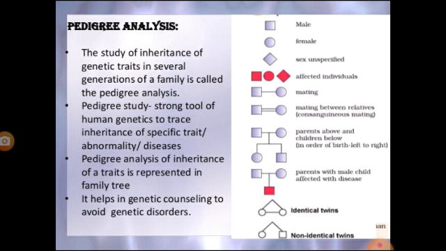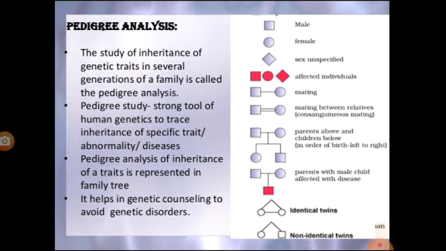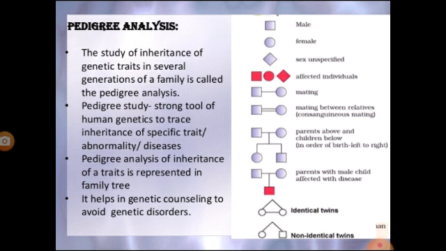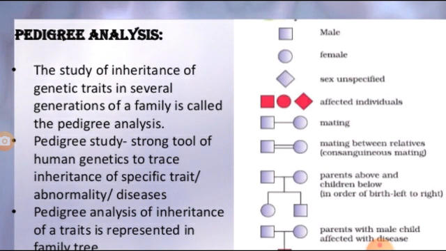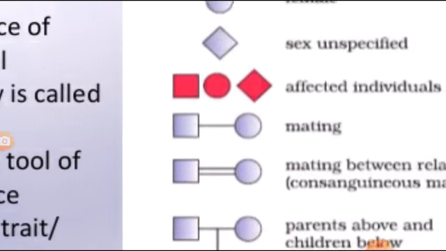Pedigree analysis is an important tool to trace the inheritance of a specific trait, abnormality, or disease and to study human genetics. In a pedigree chart, conveniently the following symbols are used. Circles denote the female and squares denote the male. The sex unspecified is denoted by a diamond shape. The affected individual is denoted by a specific color.